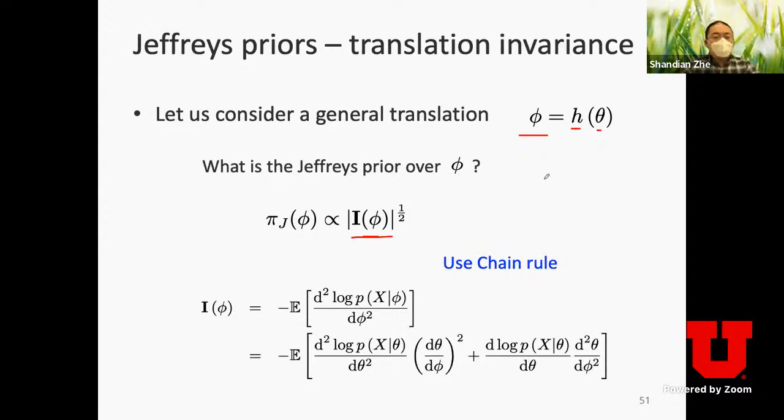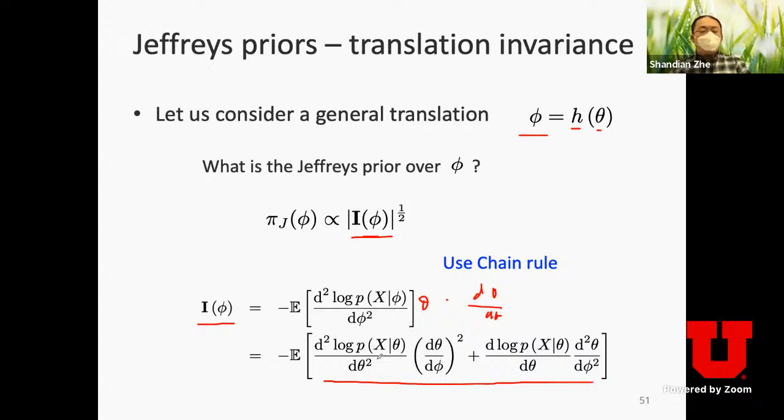To do this, we can use the chain rule, right? Because the Fisher information of phi, according to the definition, is the negative expectation of the second order derivative of the log likelihood with respect to phi. So just apply the chain rule. That means you're going to first take the derivative with respect to theta and then times d theta over d phi, right? But you have to do this twice because it's a second order derivative. I will leave it as an exercise. But after some arrangement, you get that the Fisher information in terms of phi can be written as the expectation of this guy.